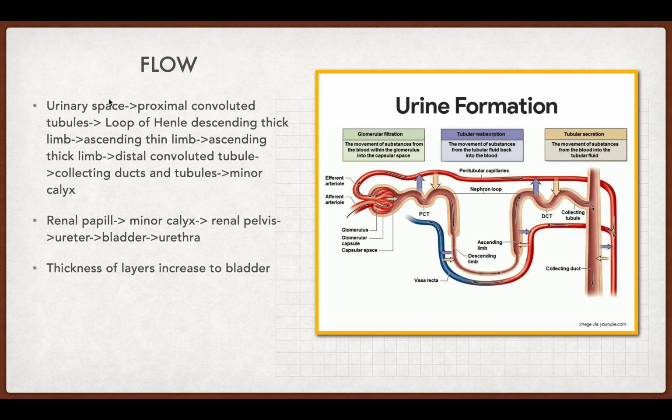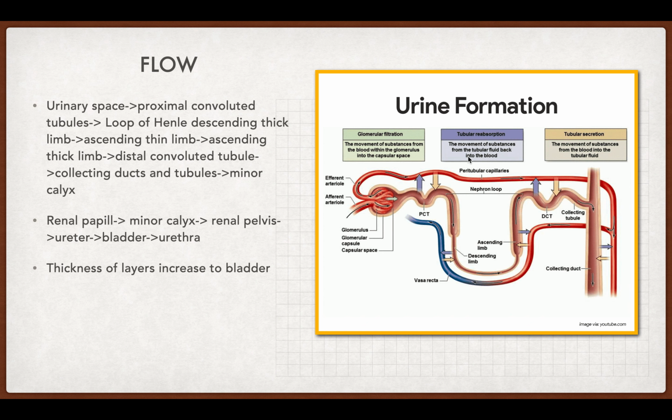So first it goes from the urinary space to the proximal convoluted tubules, loop of Henle, ascending thin limb, then thick limb, then it goes to the distal convoluted tubules, then from there it goes into the collecting duct, and then finally to the minor calyx. So there's 3 different types of filtration. First begins with the glomerular filtration, then the tubular reabsorption, then the tubular secretion.